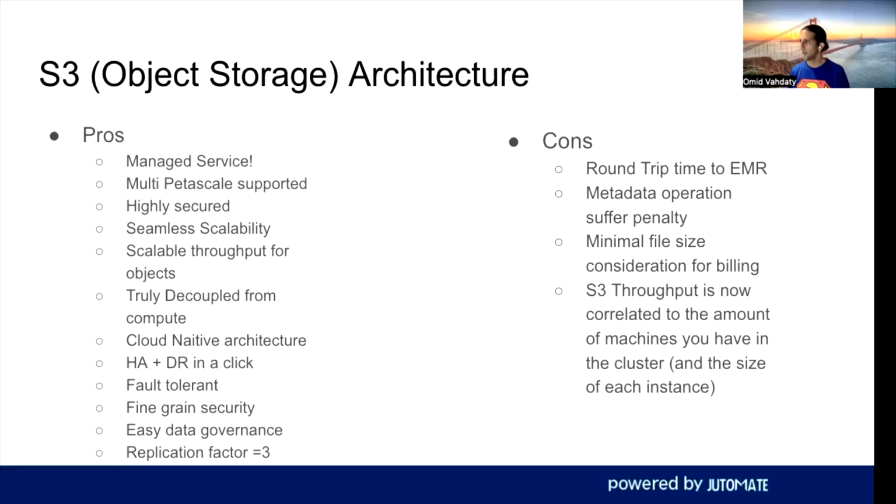The cons: round trip time to EMR is network-based, so you need to go from EMR to S3 and back and forth, and it's essentially wasted time in your job compared with HDFS, where the files are local. Metadata operations suffer from a penalty, so we'll discuss that later. You need to consider minimal file size for billing and for performance tuning, and throughput is now correlated to the number of machines you have in the cluster.